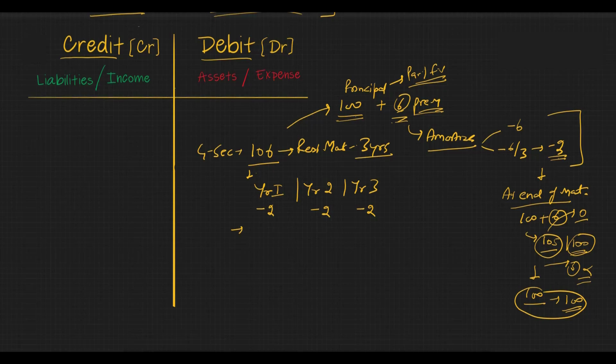So the book value will change. In the first year it will become 104, in the second it will be 102, and at the time of maturity it will be 100. So we are reducing this GSEC account in the first year by 2.